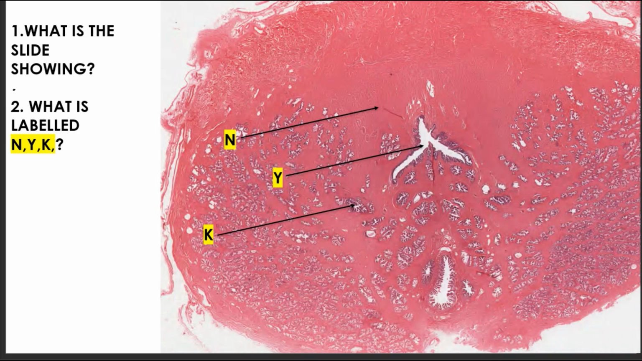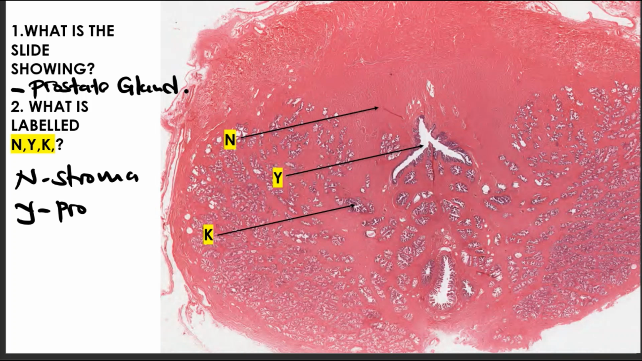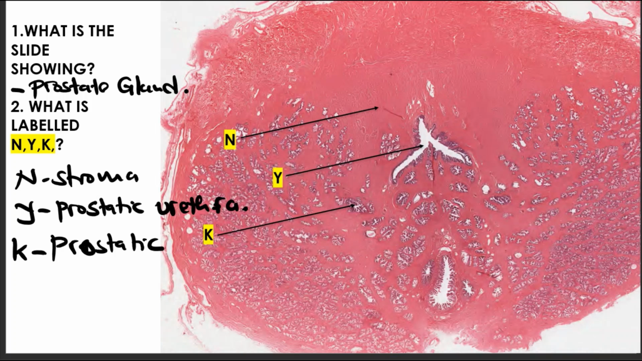What is showing here is the prostate. So the prostate gland. And what we are showing in N is simply the stroma of the prostate. Y is the prostatic urethra. Prostatic urethra. And K are simply prostatic glands. Prostatic glands or alveoli or prostatic sacs.